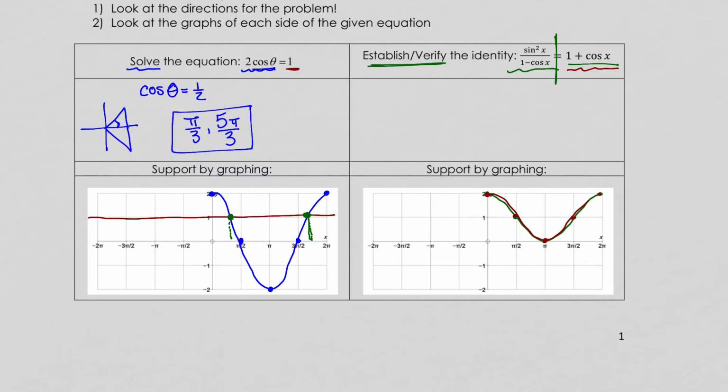Whoops, pretend I made it there correctly. So it's on top of each other. So that's how we know we need to get the left side to be equal to the right side.